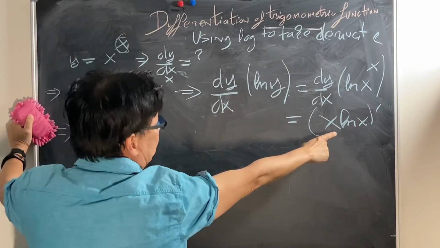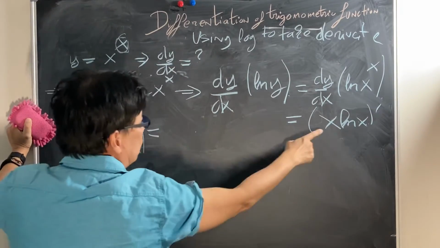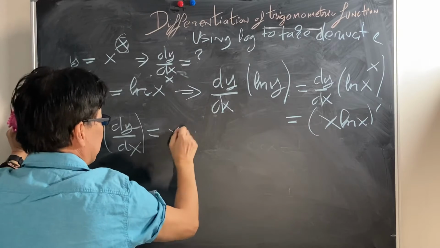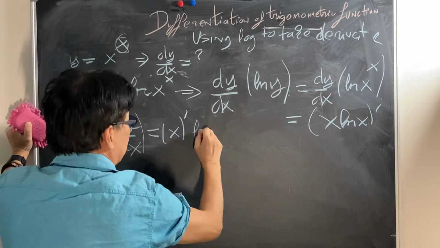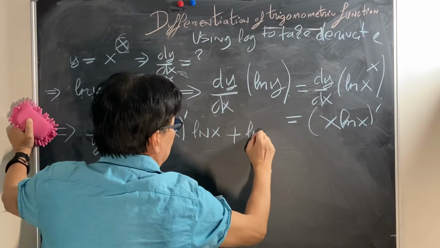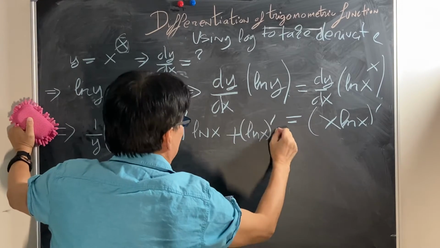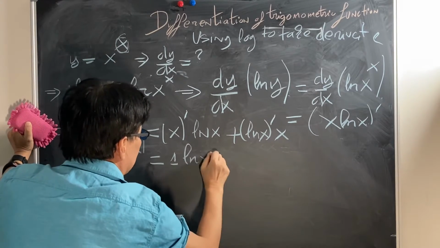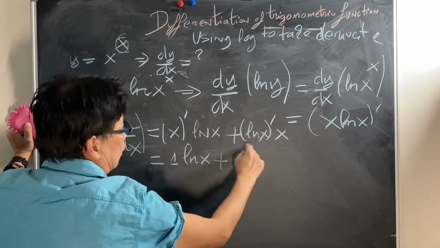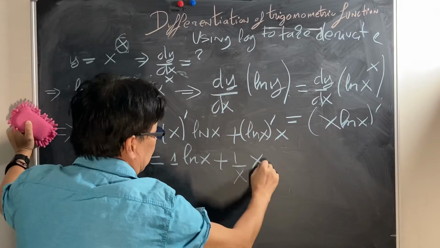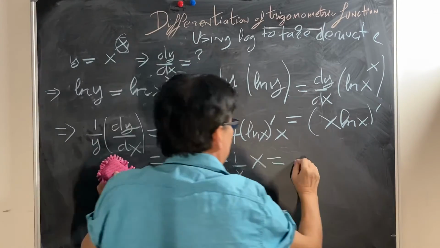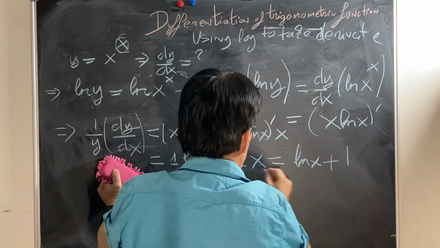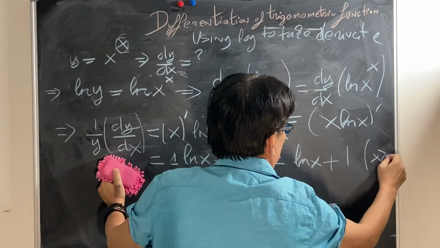So x is a variable, so we use the product rule on x times ln x. We have the derivative of x times ln x plus derivative of ln x times x. This equals 1 times ln x plus 1 over x times x. And this will be equal to ln x plus 1, with x greater than 0.